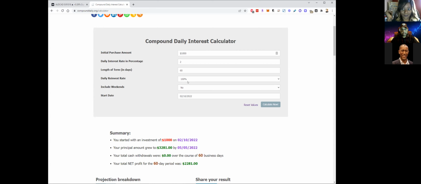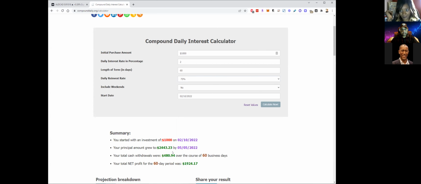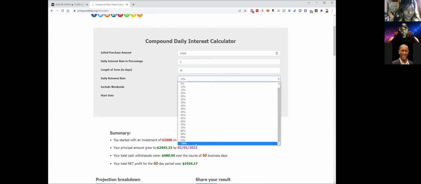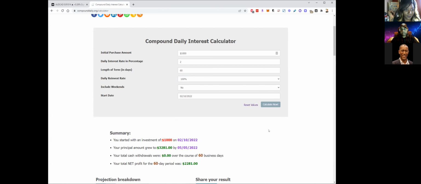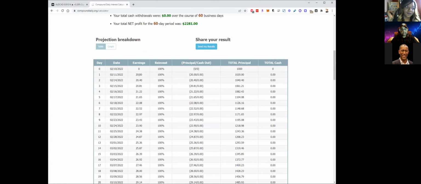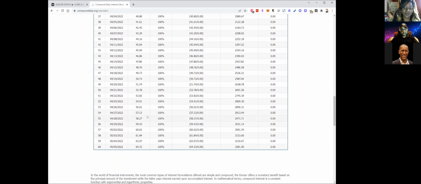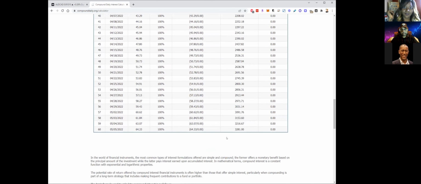If you want to pull money out, let's say I want to reinvest 75%, so I take out 25%. It'll tell you that you can pull out about $500 and this will be your profit. Let me go back to 100%, because for 90 days you want to be committed to not taking any money out of your account. It'll show you after day one, you'll have $20, $40, and just look at how much it can grow. Your trade sizes will grow.